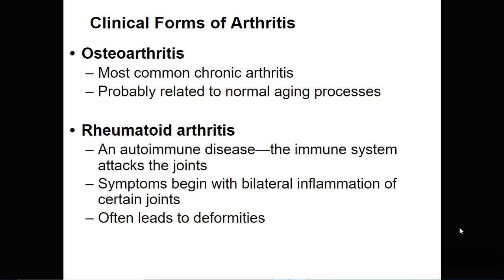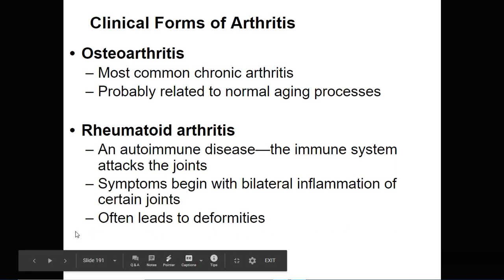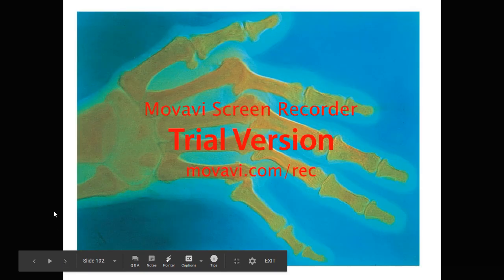This next slide is an image of rheumatoid arthritis. So that's a picture of rheumatoid arthritis. You can see the deformities.